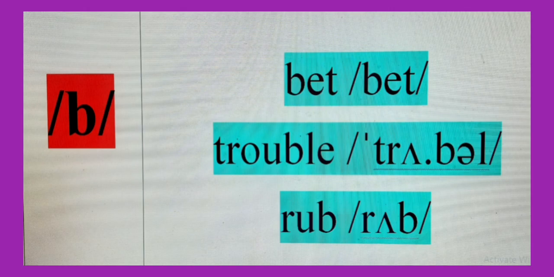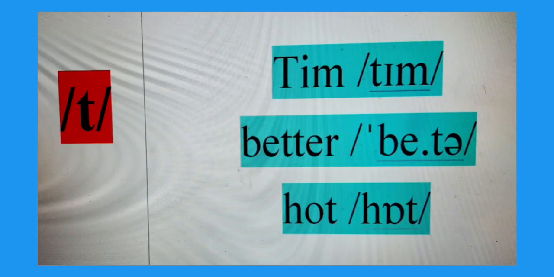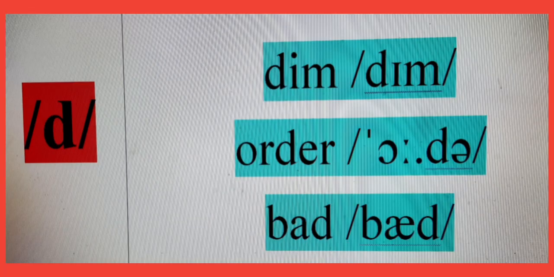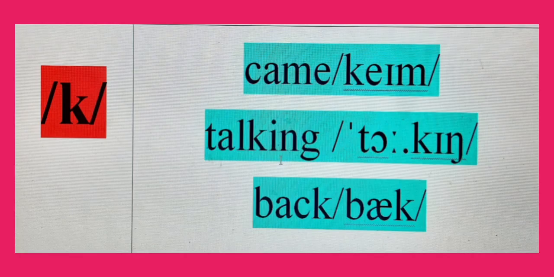Next one, ta. So team, better, hot. Okay. So next one, da. Dim, odor, bad. So this is da sound. Dim, odor, bad. Next one, ka.